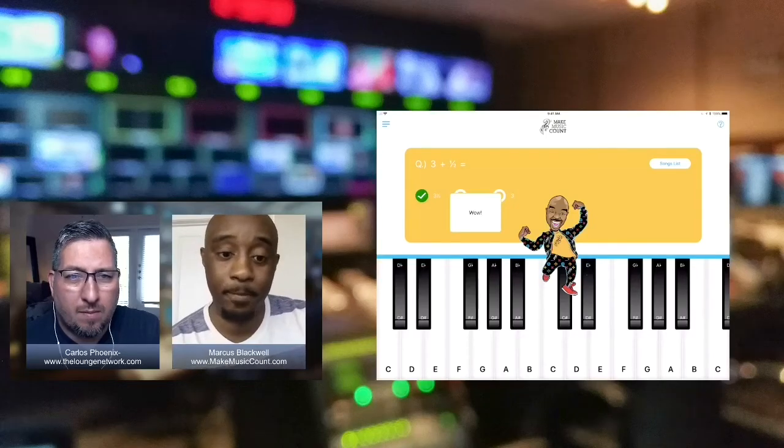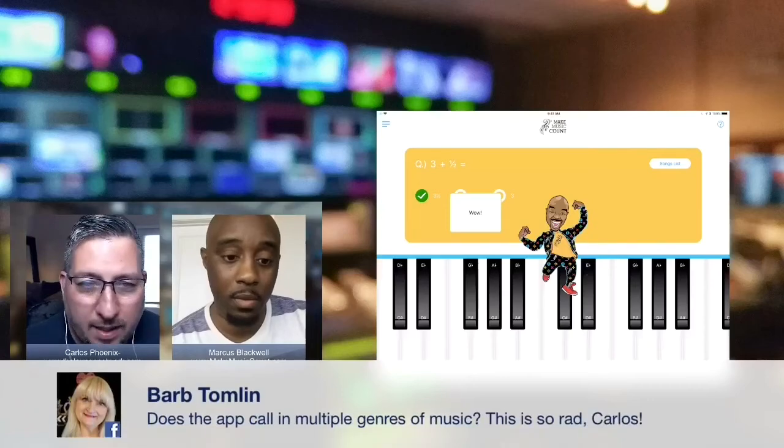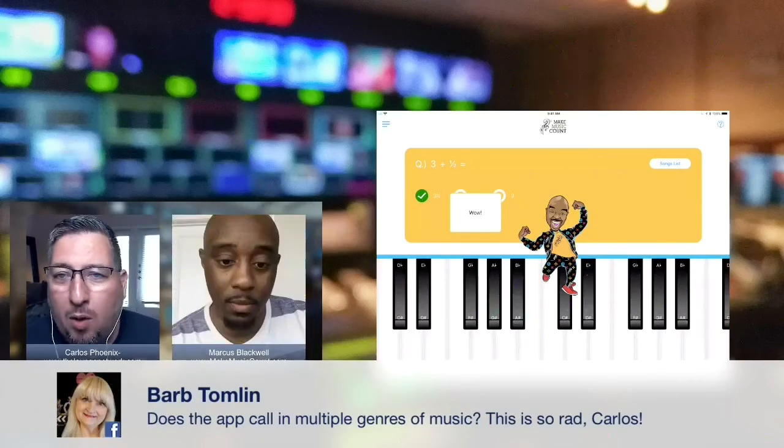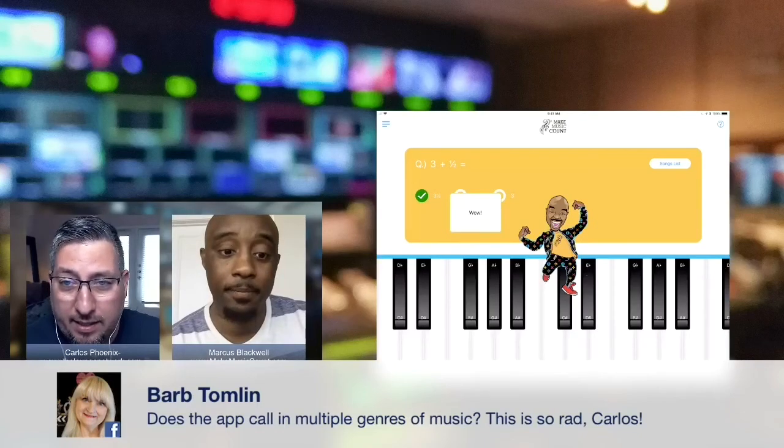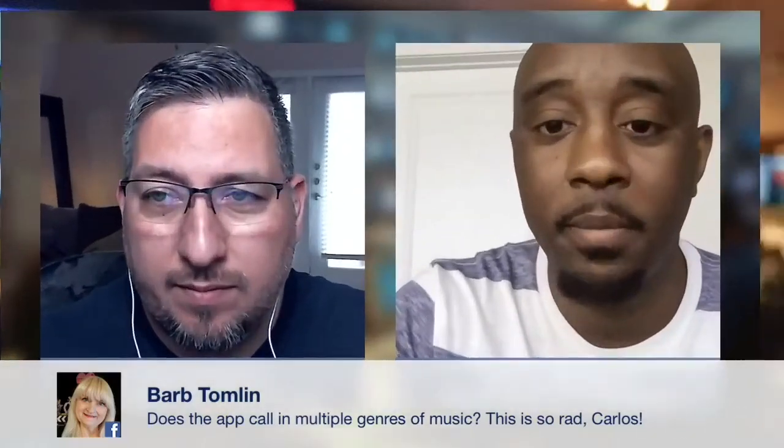Now we did get a question by Barb. Sorry, Barb. Does the app call in multiple genres of music? This is so rad. Oh yeah, absolutely. So if you click the Make Music Count logo at the top of the page to go back to the song selections, that's actually the beauty of it.